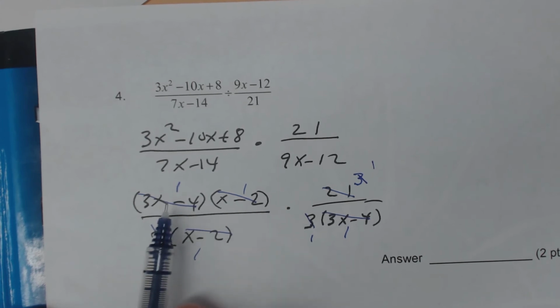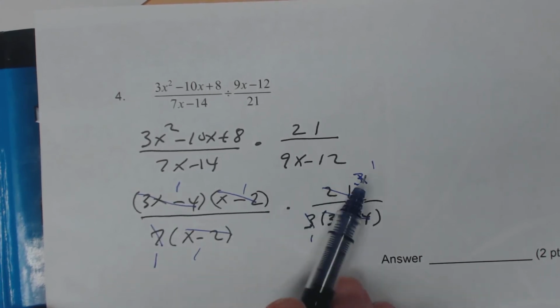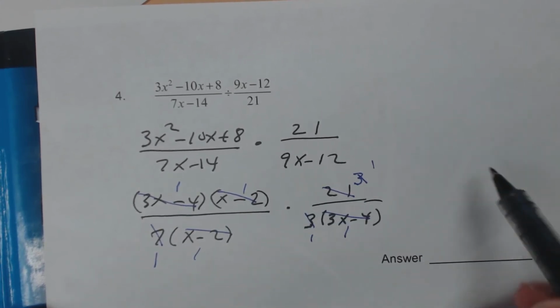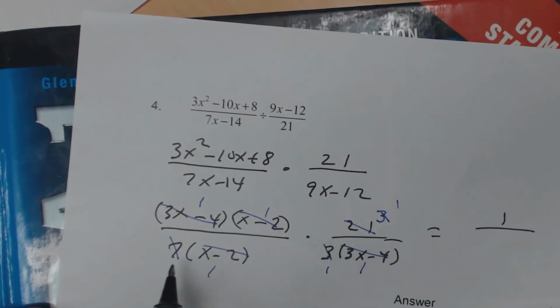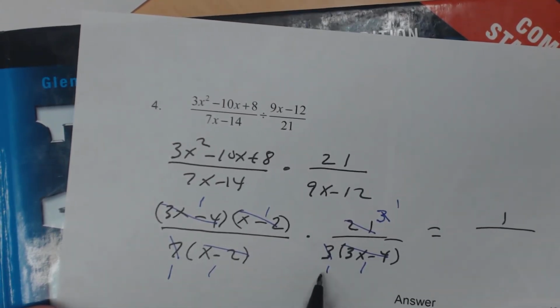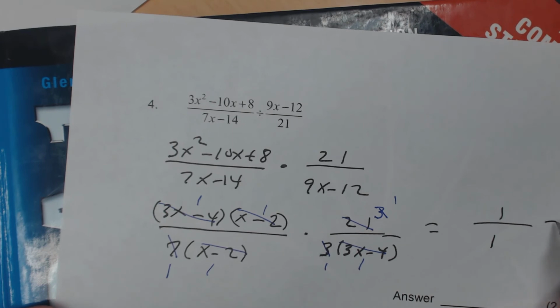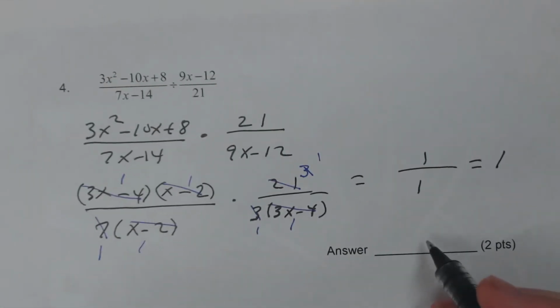And so all I end up with in the numerator is 1 times 1 times 1, which is just 1. Divided by 1 times 1 times 1 times 1 is 1. And 1 divided by 1 is 1. So the answer is 1.